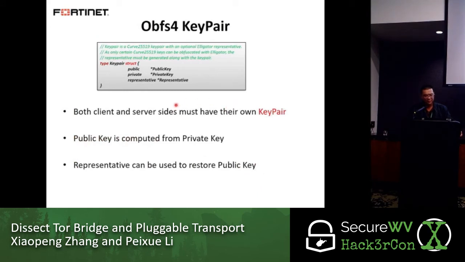This is the key-pair structure used in OBFS4, mainly saving the public key and the private key. Both the client and the server must have their own key-pair instance. Let me explain the relationship of them. A private key is randomly generated in a certain range according to the definition in Curve25519. As per ECC, a public key is computed from a private key. The representative is transformed from the public key, which can be easily restored to the public key whenever needed. So each of the client and the server keeps their private key and sends the public key to the other.